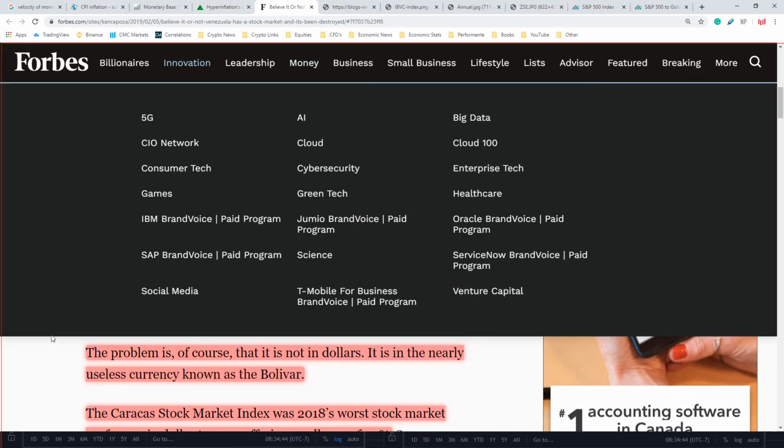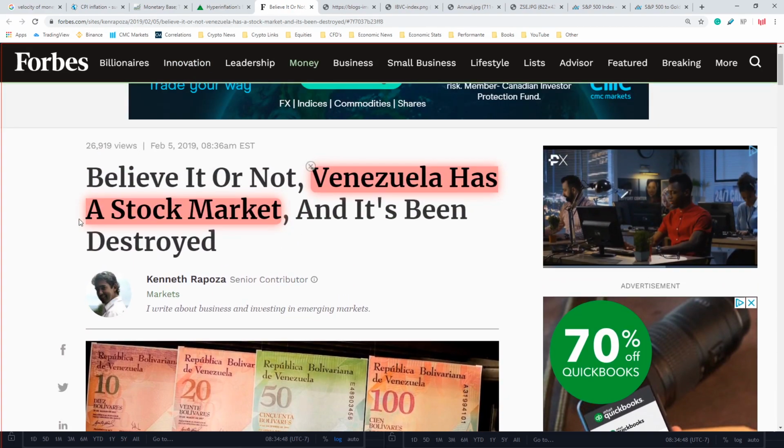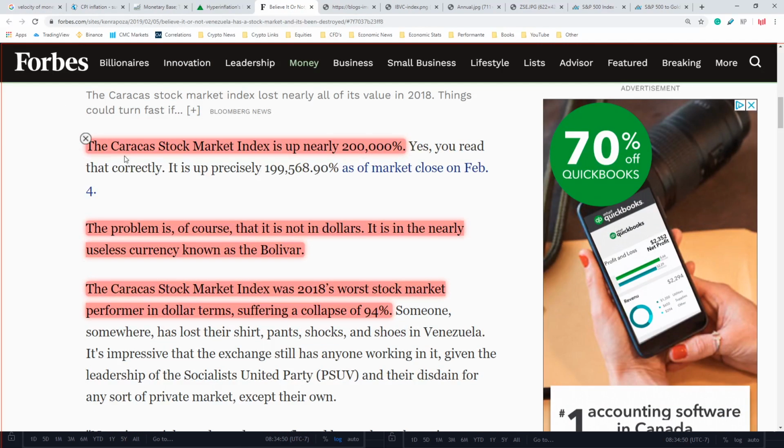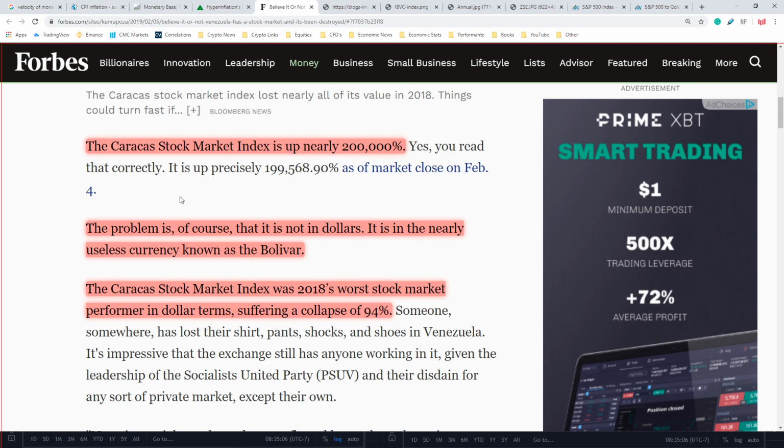So these are the two examples that we're going to go over. Venezuela has a stock market, and the Caracas stock market index, I don't exactly know how to say it, is up nearly 200,000%. Yes, you read that correctly. It's precisely 199,000% up from the market close of February 4th. So you're thinking, holy shit, that's unbelievable.